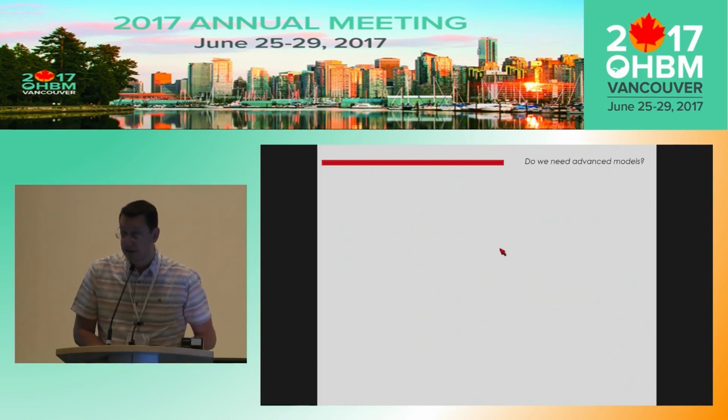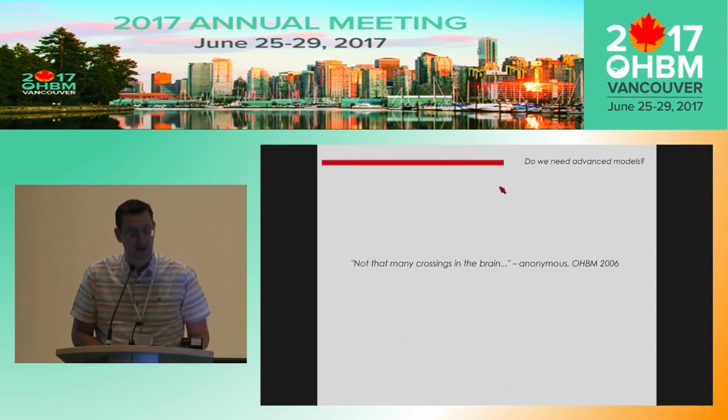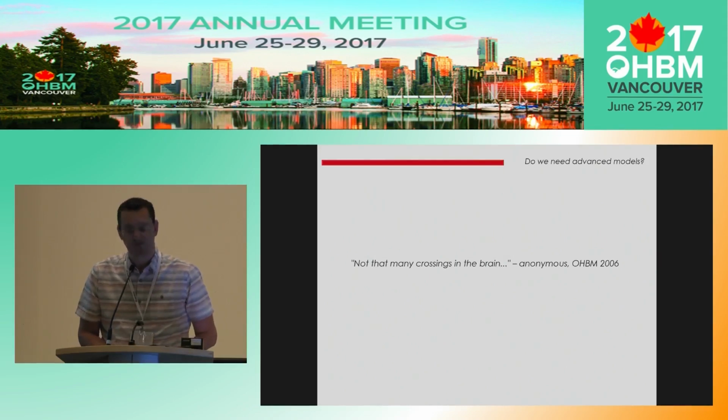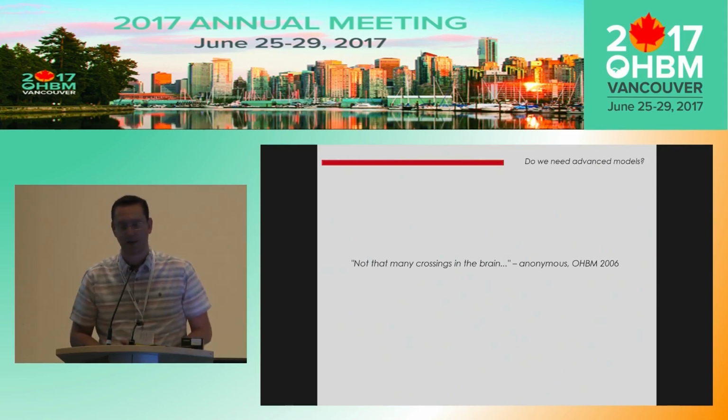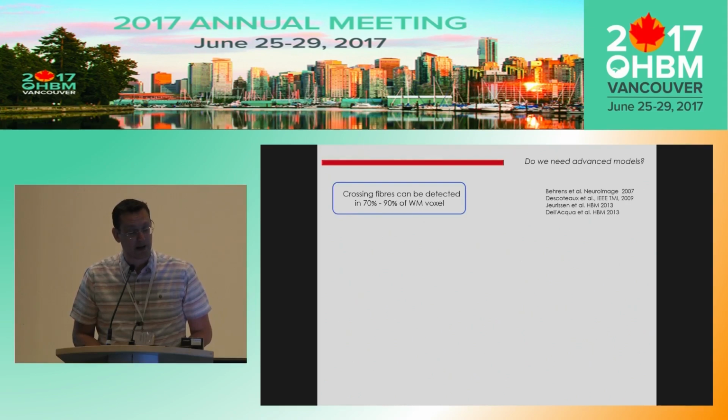So how bad is it? It's just this spot with the crossing, and well, let me tell you a story. A few years ago, when I started at OHBM, someone told me, it's interesting to work on crossing fibers, but really, there are not that many crossings in the brain. Well, that was 2006. Now, a few things happened in the meantime. And now we have multiple papers that clearly say there are between 70 and 90% of voxels, and probably this is a conservative estimate, that have crossing.